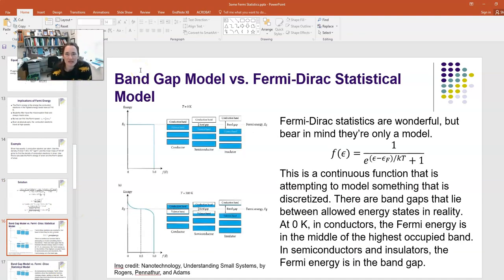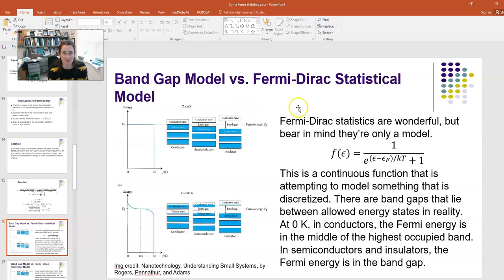Now, what does this all mean in terms of what we learned before about band gaps? Let's think about the band gap model and contrast that to this Fermi-Dirac statistical model for just a second. Fermi-Dirac statistics are wonderful, but you have to bear in mind it's only a model, and what are the limitations of that model? The Fermi-Dirac function is a continuous function. It's attempting to model something that's discretized, but it makes a big assumption there, and it says that we're going to assume that the energy states are close enough together that they look continuous. That was an assumption that we made way back at the beginning, and that's not actually true.